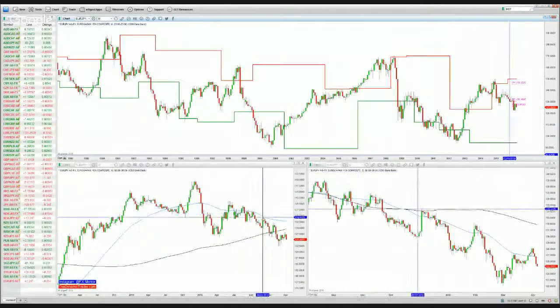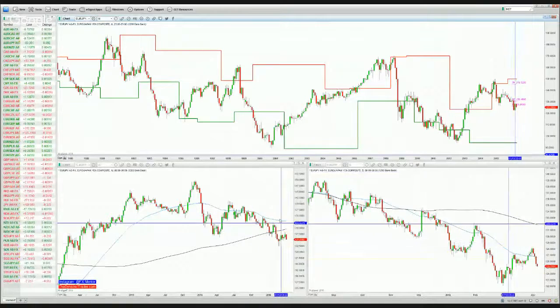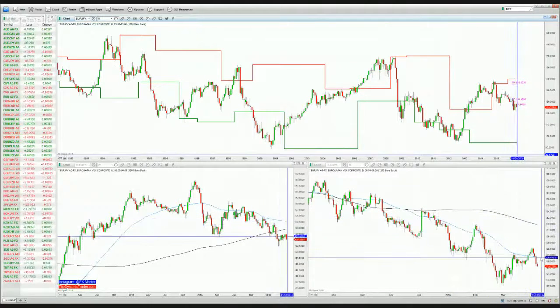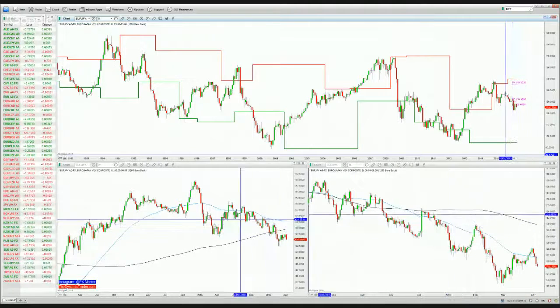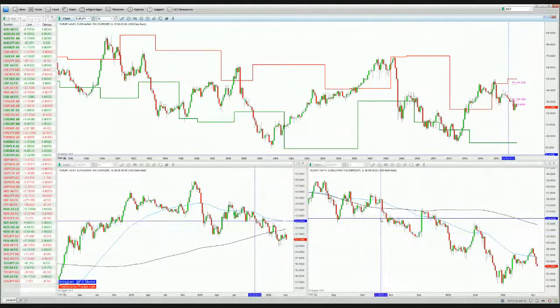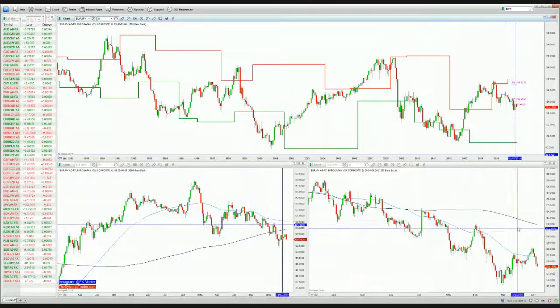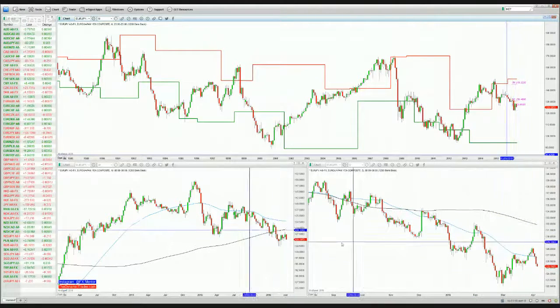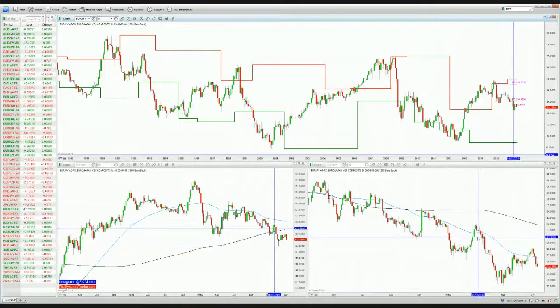On the weekly, trading below the 50, trading below the 200, so looking good. On the daily, trading below the 200, trading below the 50. So you can see here that we do have alignment in terms of a bearish bias with the 200 and the 50 acting as resistance on both time frames. So this is looking interesting for further weakness.